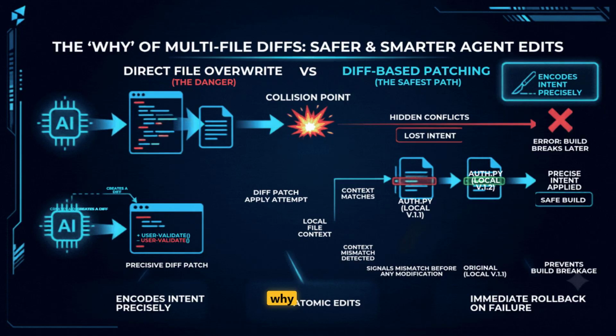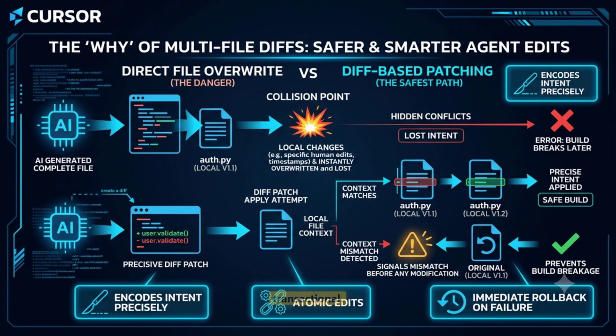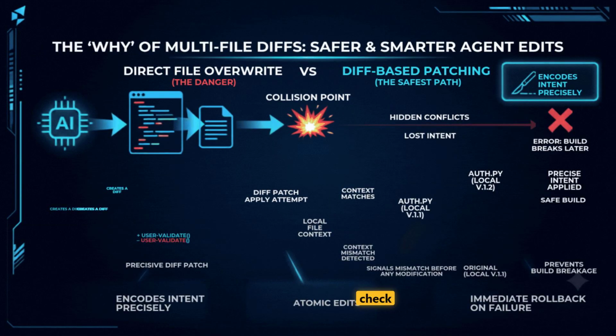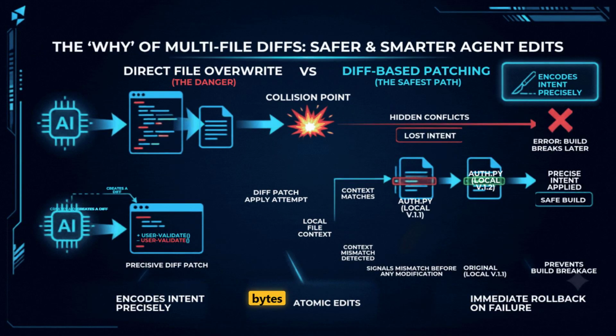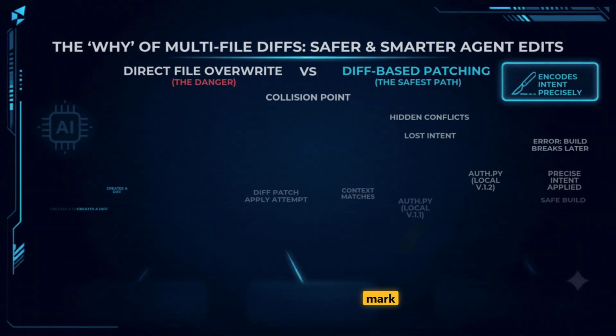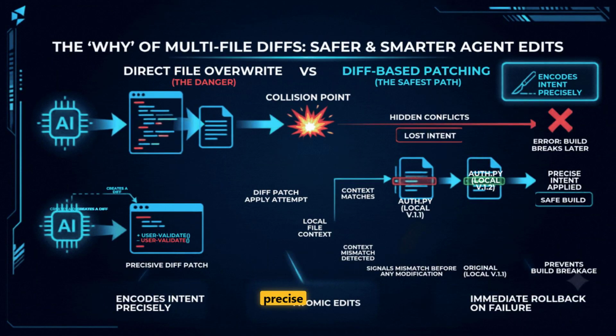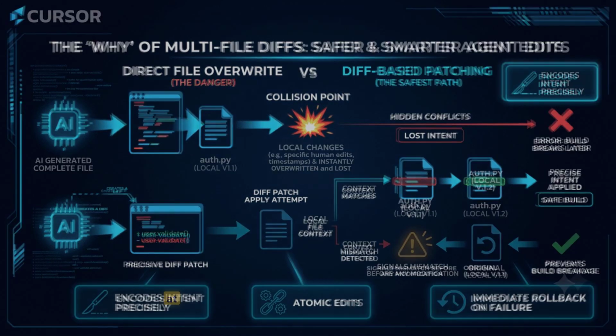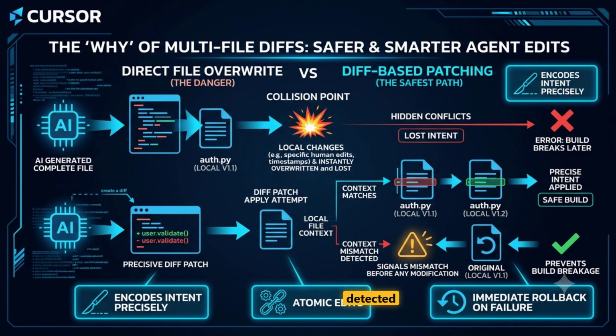That's why multi-file edits must be transactional. Follow the diff-based patching path to the right, showing how a local file context check happens before any bytes on disk are altered. When the context matches, follow the top branch. Atomic edits succeed, and the green check mark indicates safe build and precise intent applied. But look at the critical context mismatch detected flow.